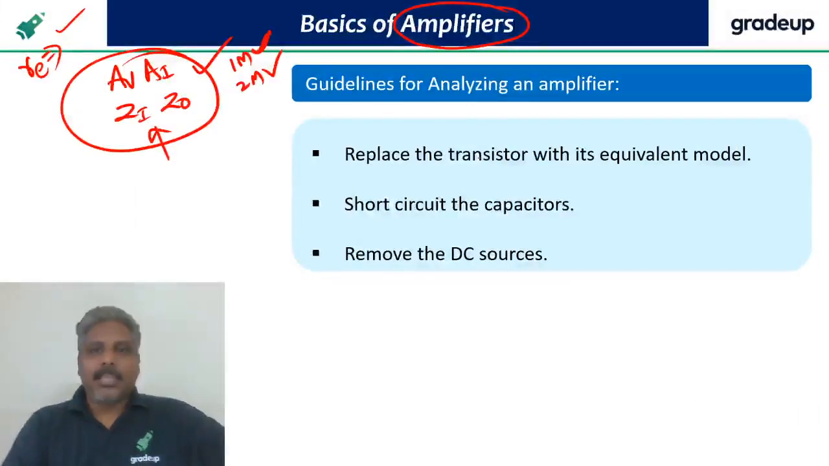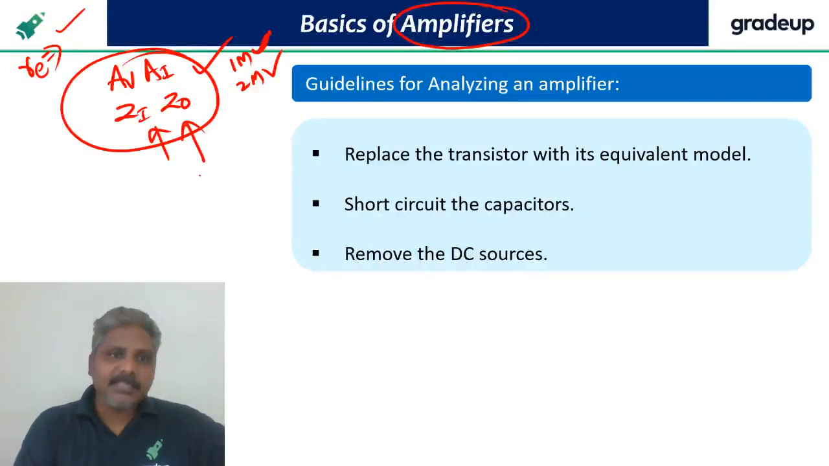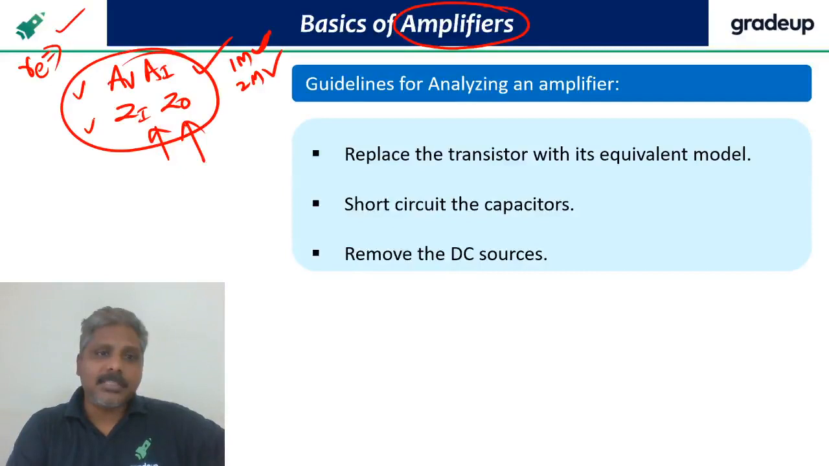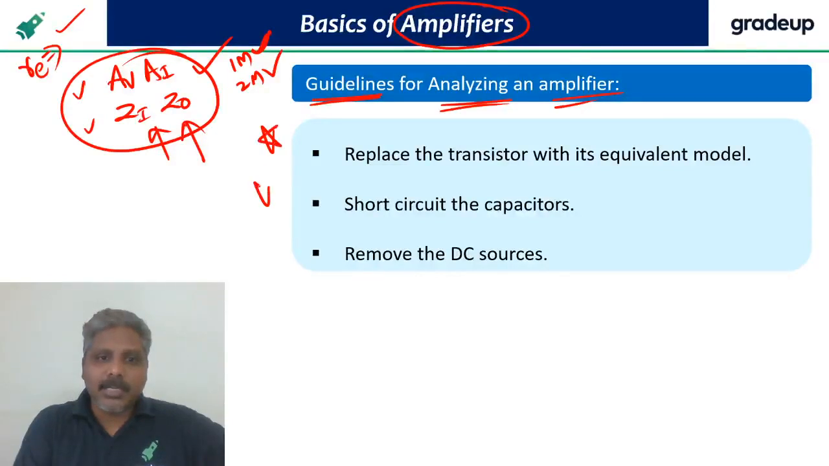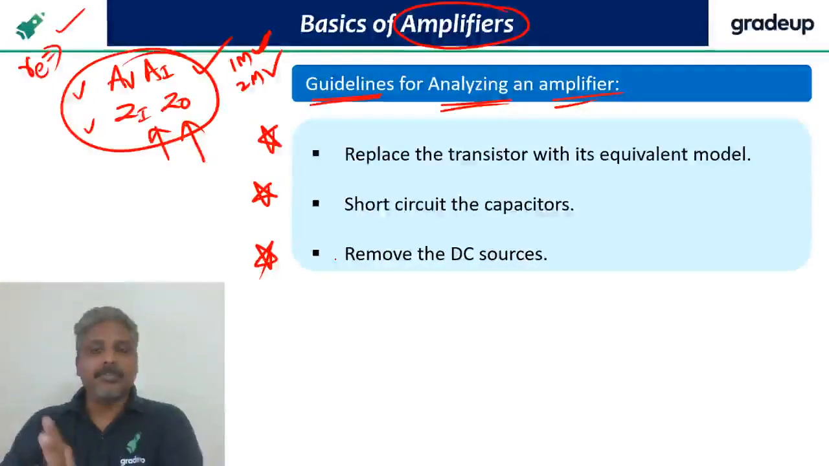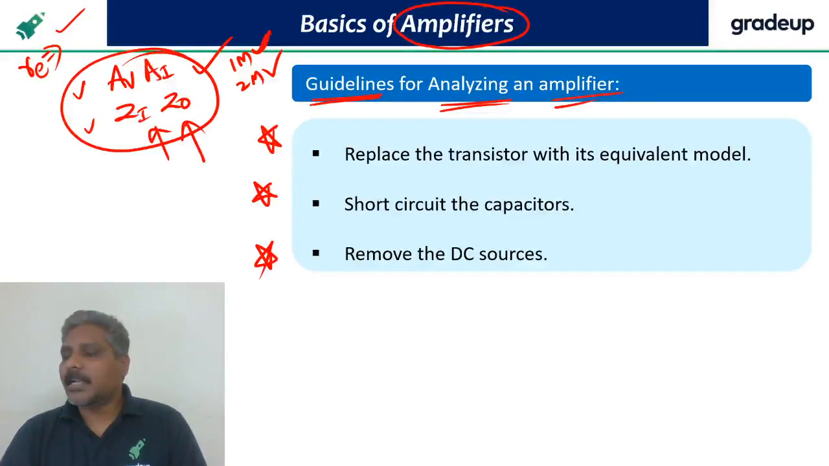Now, if you want to analyze, that means finding these values. If you want to find these values for any amplifier, then you have to follow these guidelines. Remember these guidelines? Very, very important. These are the steps to find them. See, I told you that I am going to give you step by step how to analyze, how to understand the amplifiers. This is what I am going to give you. Guidelines for understanding or analyzing amplifiers.